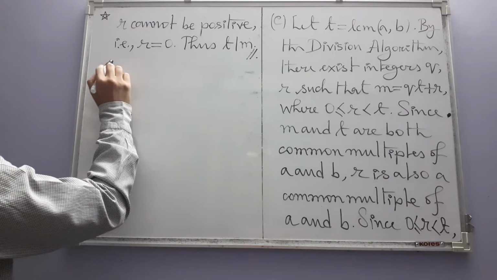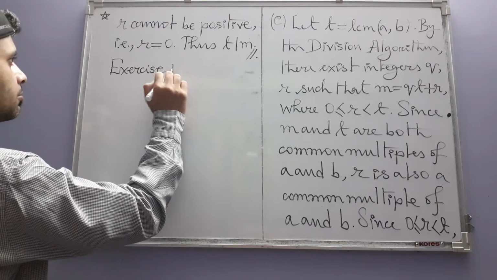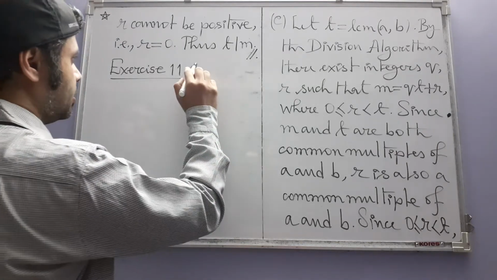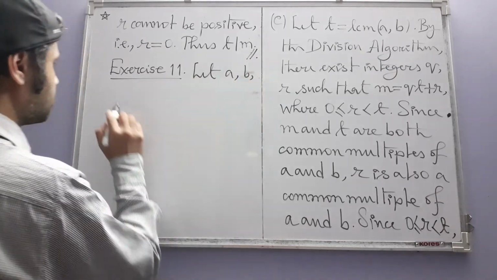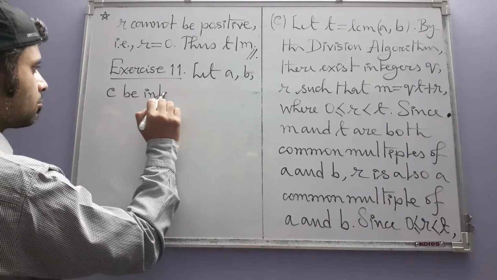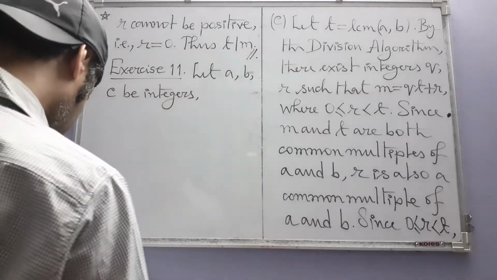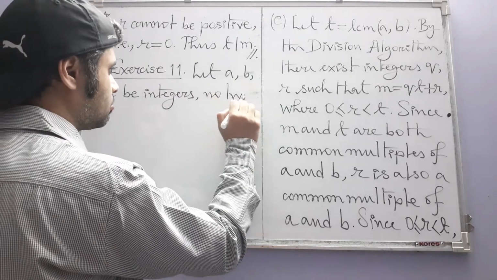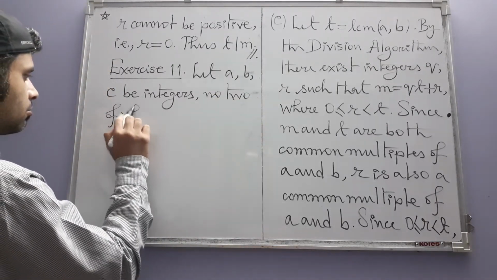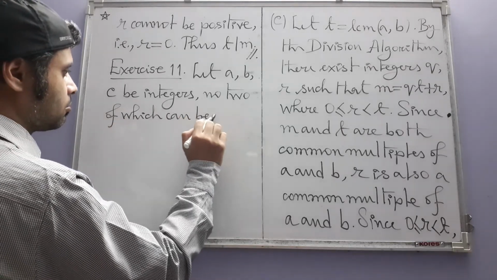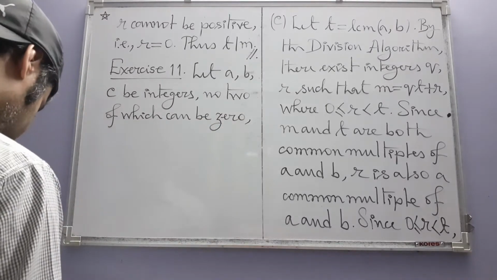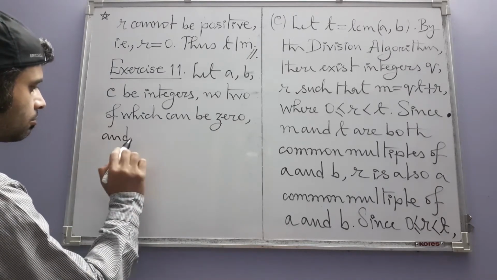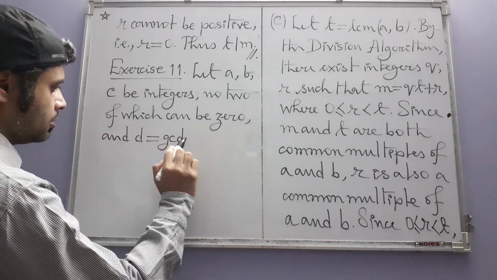Next, let A, B and C be integers, no two of which can be 0, and D is their GCD.